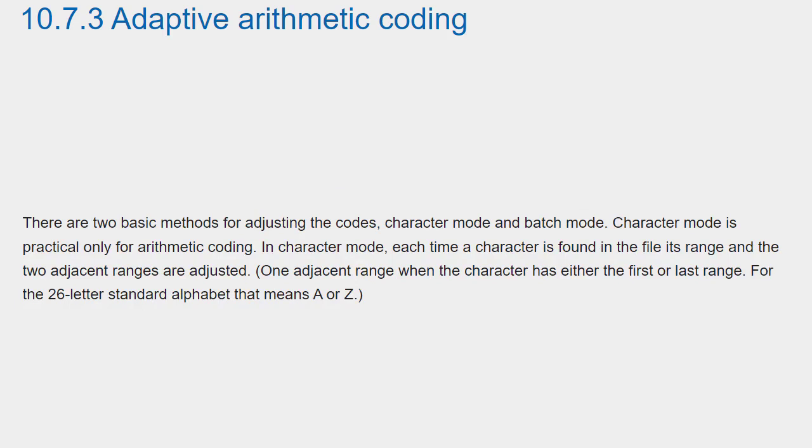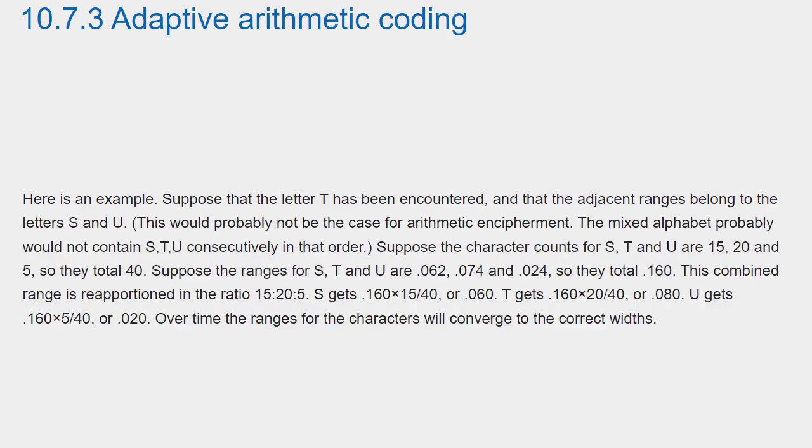There are two basic methods for adjusting the codes, character mode and batch mode. Character mode is practical only for arithmetic coding. In character mode, each time a character is found in the file, its range and the two adjacent ranges are adjusted. One adjacent range when the character has either the first or last range. For the 26-letter standard alphabet, that means A or Z.